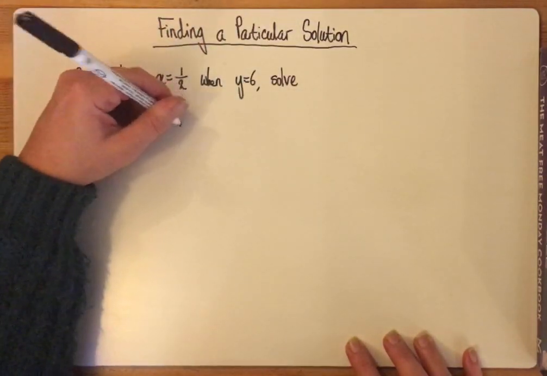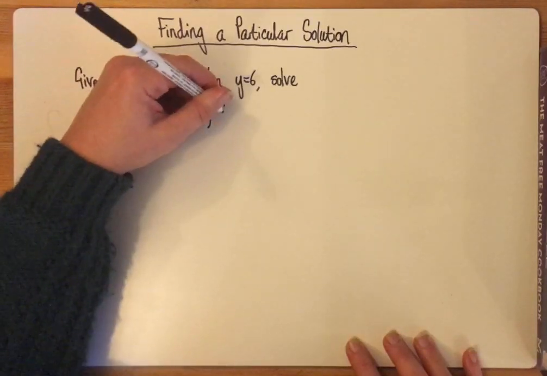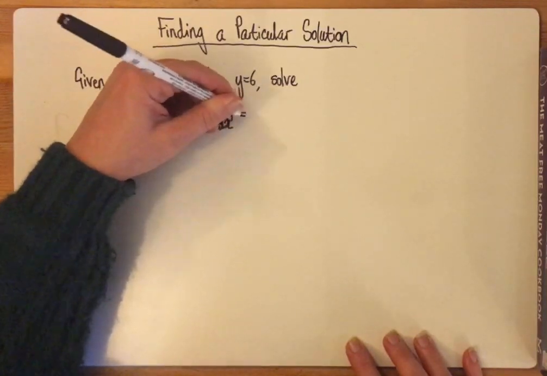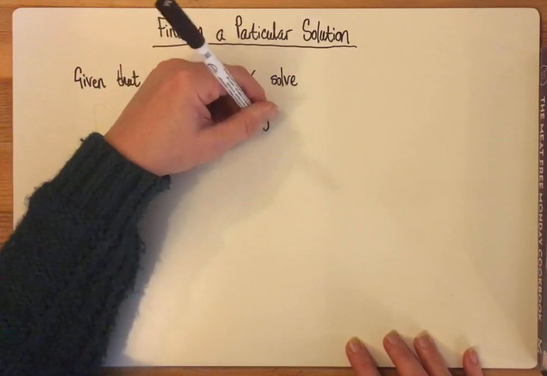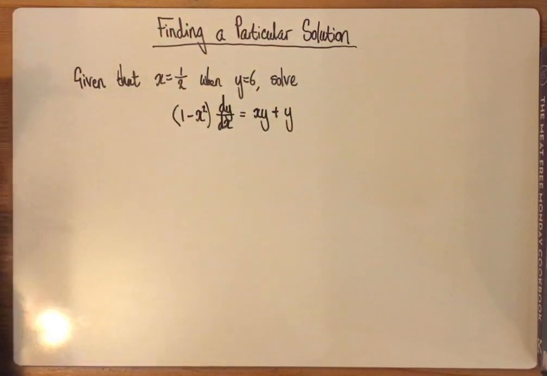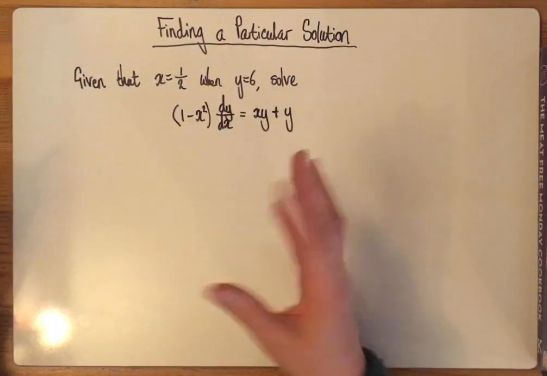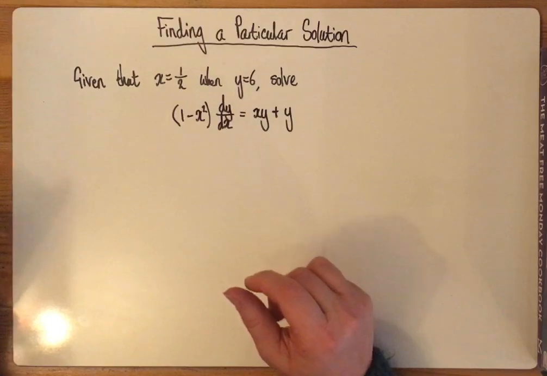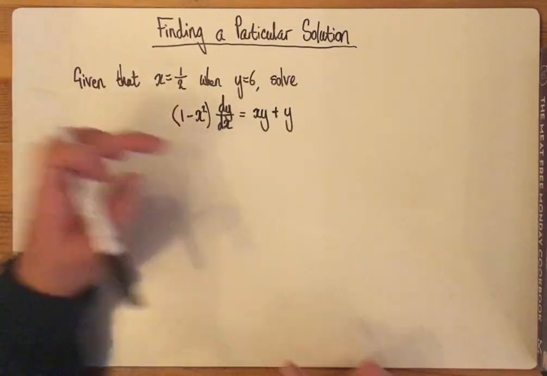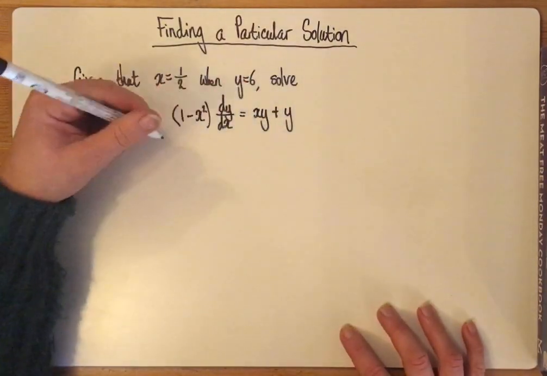1 minus x squared dy dx is equal to xy plus y. The other thing I wanted to say last lesson is don't be tempted to start adding and subtracting with these. You have to divide, because you need it all kind of being multiplied by this dy dx. So just be a little bit mindful of that as well. So I'm going to pull y out as a factor.